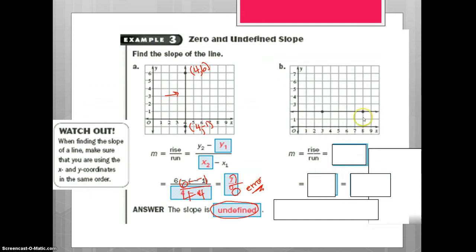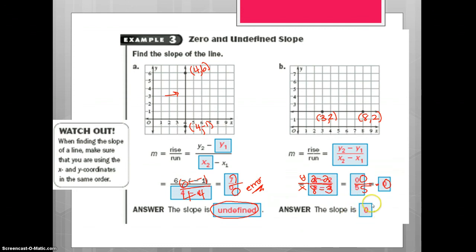In part B, we have a horizontal slope. Looking at the points, let's put it into the formula. You have the same y's this time, because remember, y over x, and then I can subtract. I have 0 over 5. Well, 0 over 5 is just 0. That slope is called 0. The difference between these two is I could actually walk on this line. This one, I can't walk on the line. I'd be falling down.